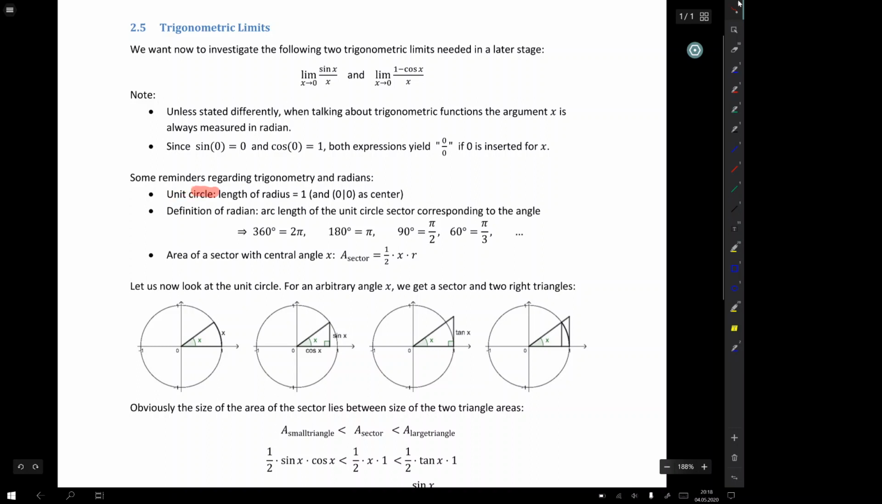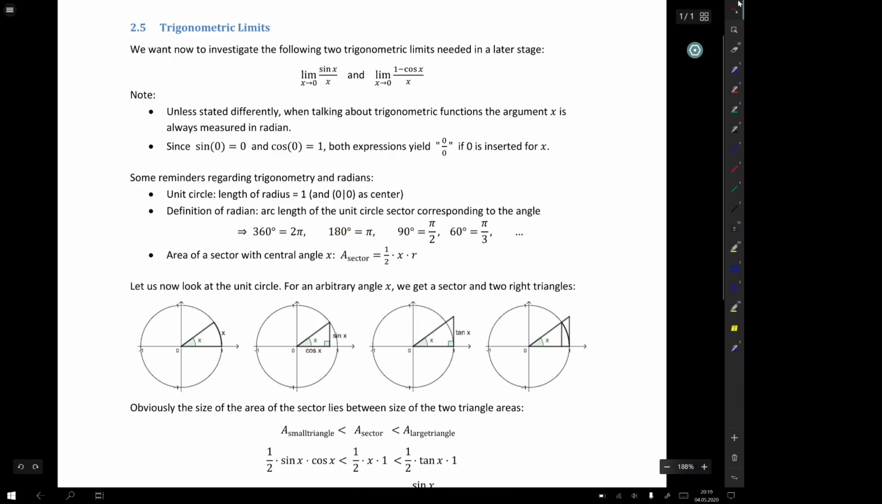Remember the unit circle, that's the circle with the length of the radius being 1, and the (0, 0) being the center, which is not important here. The definition of the radian is the length of the arc of the unit circle of the sector with this central angle alpha. So, for example, 360 degrees would be the full circle. So the arc length is obviously 2 pi, since 2 pi r with r being 1 gives 2 pi.